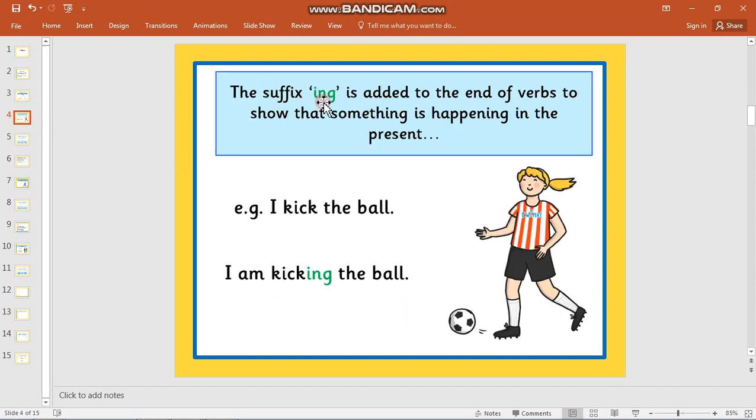The suffix ing is added to the end of verbs to show that something is happening in the present. For example, I kick the ball. When I add the suffix ing onto the end of the verb kick, it becomes kicking, and the sentence I kick the ball becomes I am kicking the ball.